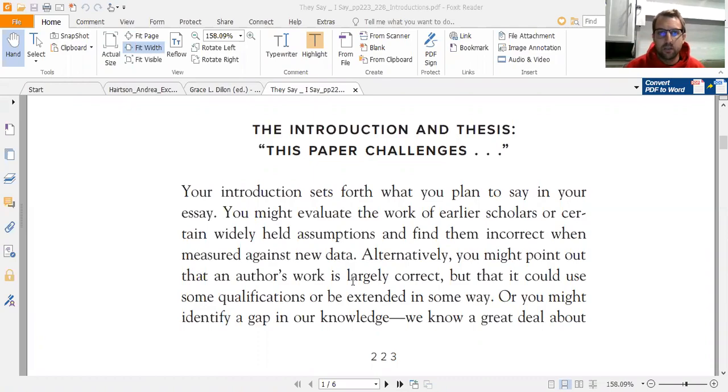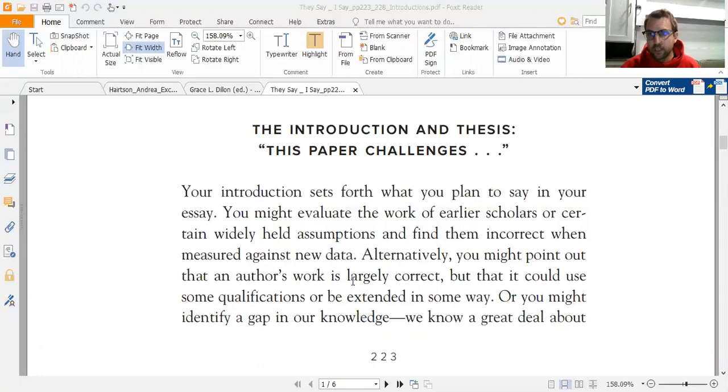Alternatively, you might point out that an author's work is largely correct, but that it could use some qualifications or be extended in some way, which is something I love. Nuance is so great. You say, yeah, they're right, but they're missing this aspect about the issue, and that's a significant entry point. As you get into higher level courses, you're not necessarily disagreeing with the person, but pointing out that they're missing something in their argument, or they haven't taken something into account, and therefore making their thesis stronger in some ways.